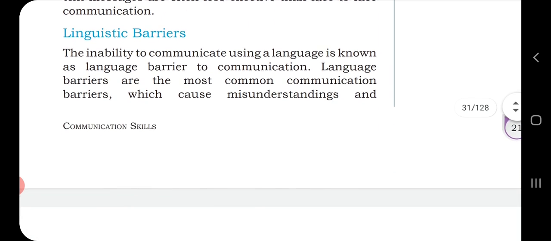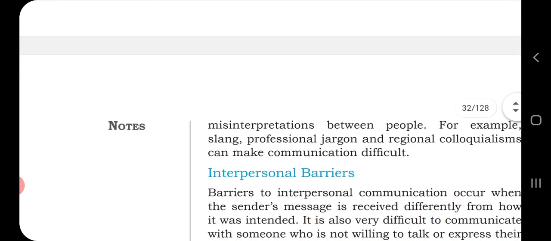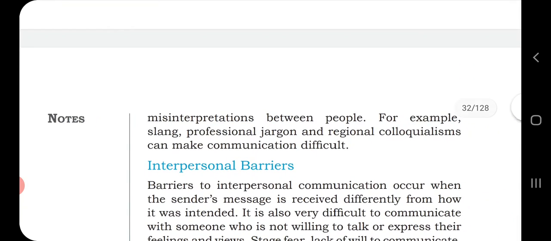Now next is linguistic barriers. The inability to communicate using a language is known as language barrier to communication. Language barriers are the most common communication barriers which cause misunderstandings and misinterpretations between people. For example, slang, professional jargon, and regional colloquialisms can make communication difficult.